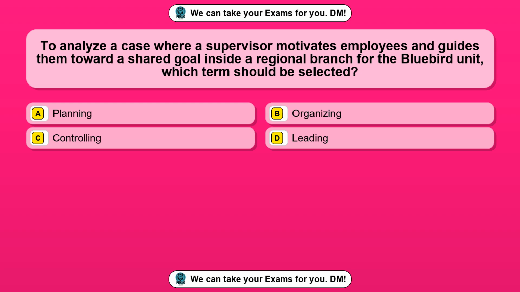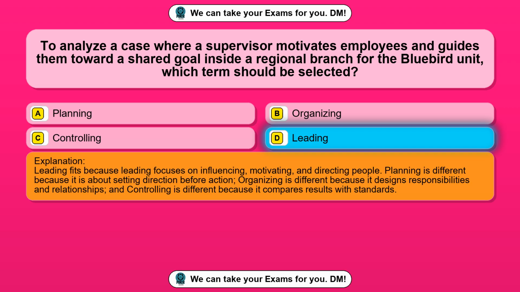Question 56. To analyze a case where a supervisor motivates employees and guides them toward a shared goal inside a regional branch for the Bluebird unit, which term should be selected? Option A, planning. Option B, organizing. Option C, controlling. Option D, leading. The correct answer is option D, leading. Leading fits because leading focuses on influencing, motivating, and directing people. Planning is different because it is about setting direction before action. Organizing is different because it designs responsibilities and relationships, and controlling is different because it compares results with standards.